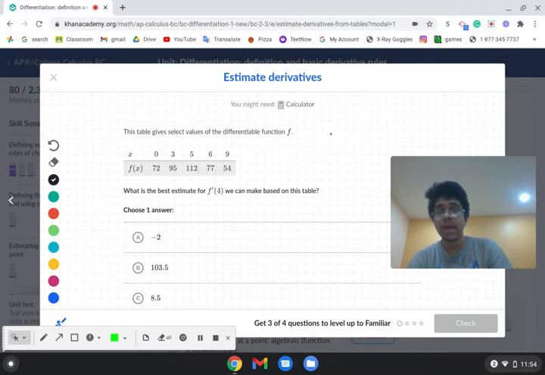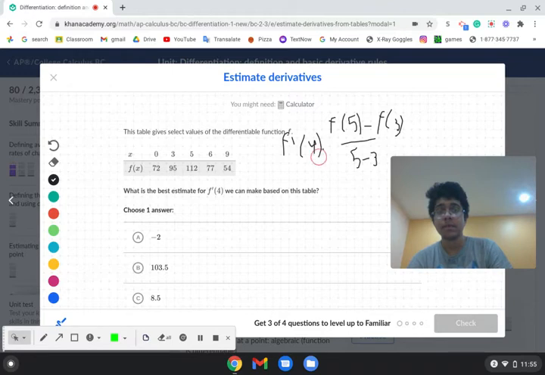So in other words, that's f of 5 minus f of 3 all over 5 minus 3. And that's a good estimate for f prime 4. Let's give an approximate.